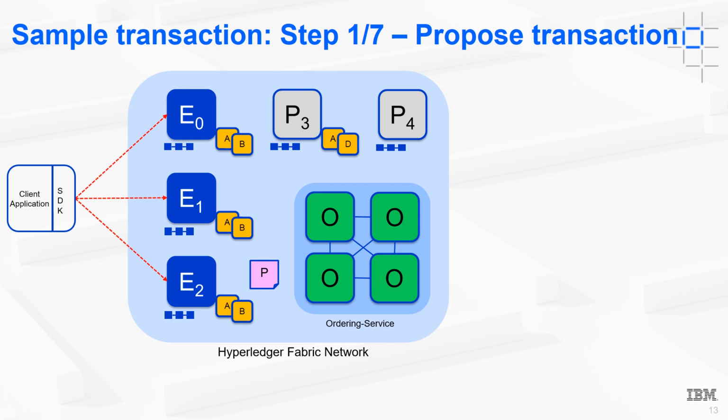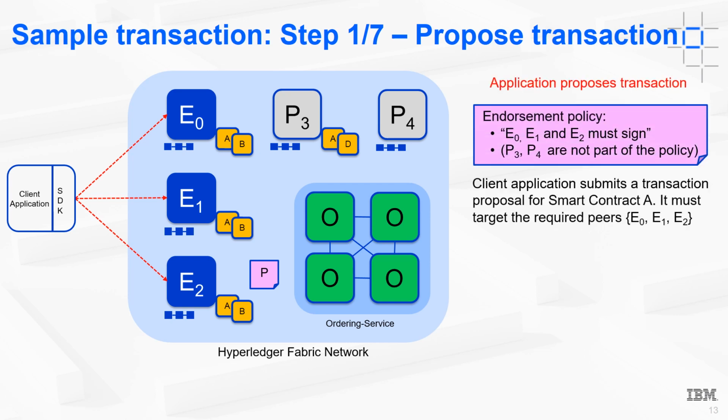Similarly, there is another set of nodes, P3 and P4, right? P3 and P4, again, are running smart contracts, but you see there is a smart contract for A, and then an altogether different smart contract for a different business process, which is labeled as D here, right? For the endorsement policy, E0, E1, and E2 must sign whatever the client SDK is submitting as a transaction, as a request, right?